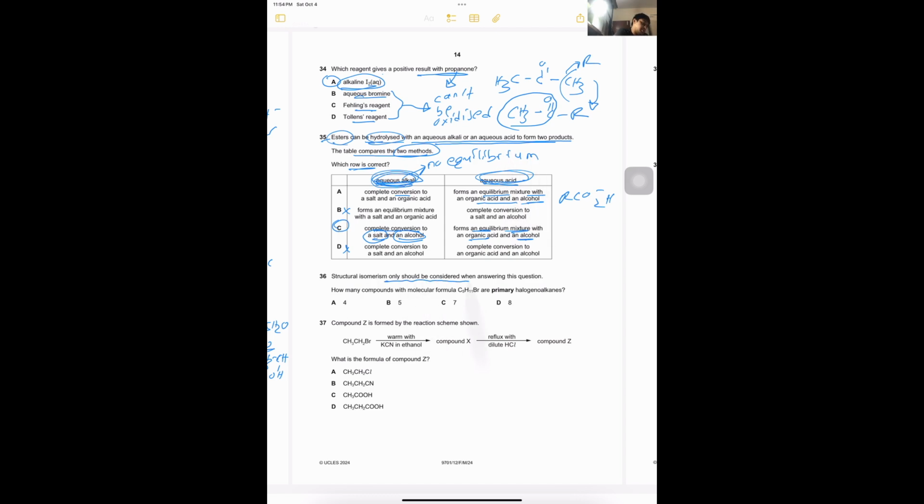Structural isomerism only should be considered. How many compounds with molecular formula C5H11Br are primary, which is 1 degree? So let's draw all of them that I can see. C5H11Br, the first one. I will not be drawing the hydrogens because you already know there will be hydrogens. That is one structure. The other structure that I would draw is this one, right? This is the other structure.